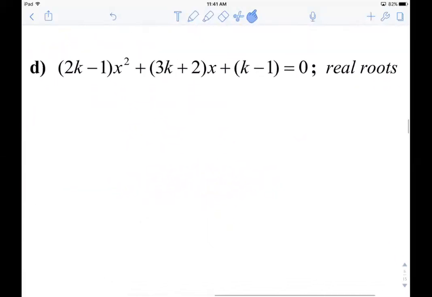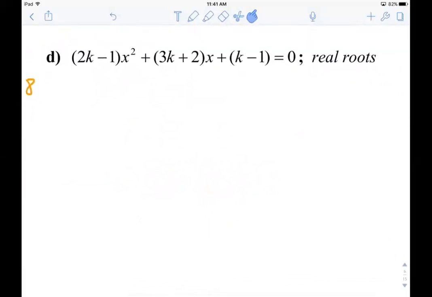Let's try one more that's going to look very messy, but I promise you we can still work with it. So this last one, it doesn't say necessarily distinct real roots. It doesn't say that they need to be the same real roots. It just says we want there to be real roots. So what does that mean? Well, it just means they can't be imaginary, or they can't be non-real.